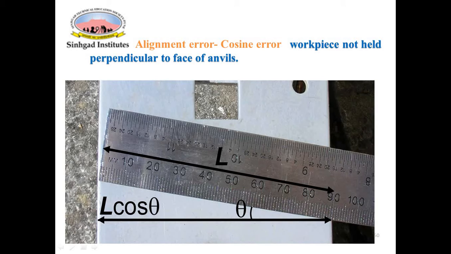So this is called a cosine error. If it is held perpendicular to this position, then it will be a sine error. So cosine error, sine error, or error based on Abbe's principle, all are the same, and they are called alignment error. So the workpiece is not held perpendicular to the face of the anvils. This is the scale. In the case of the vernier caliper also, that can happen. So this can be another source of error.